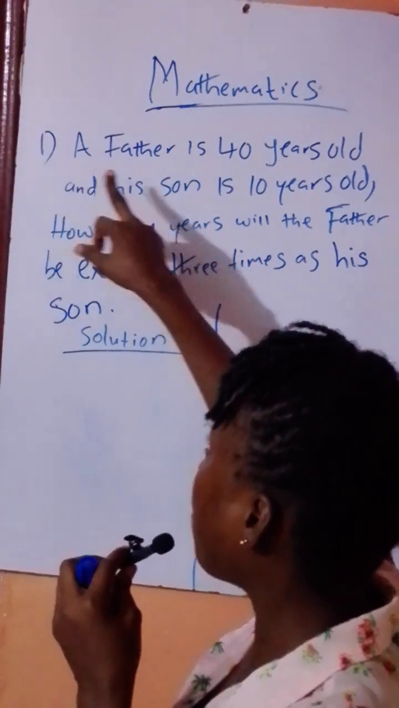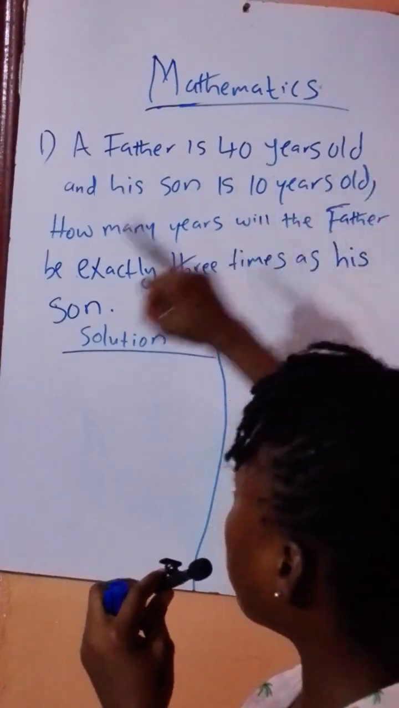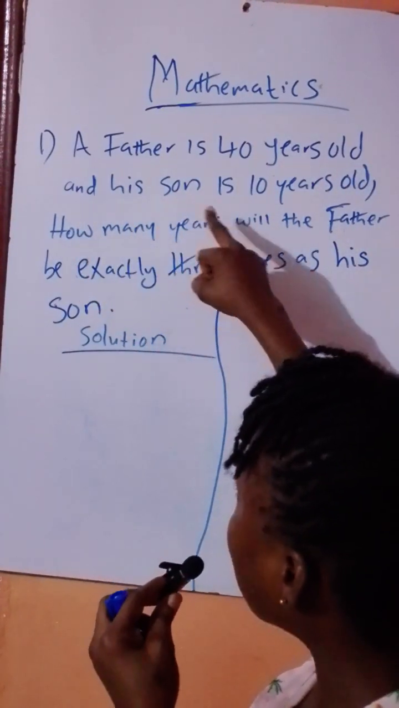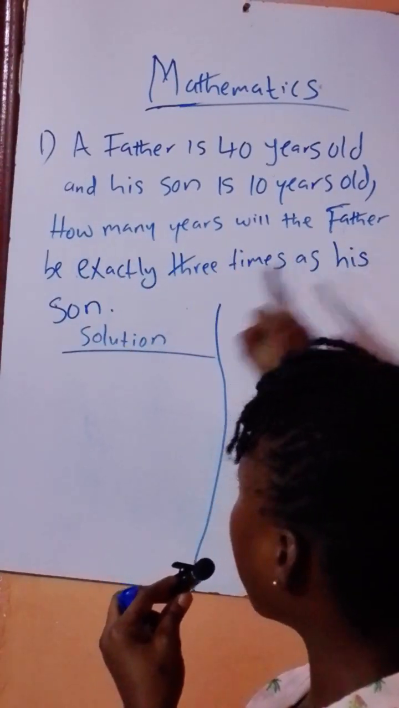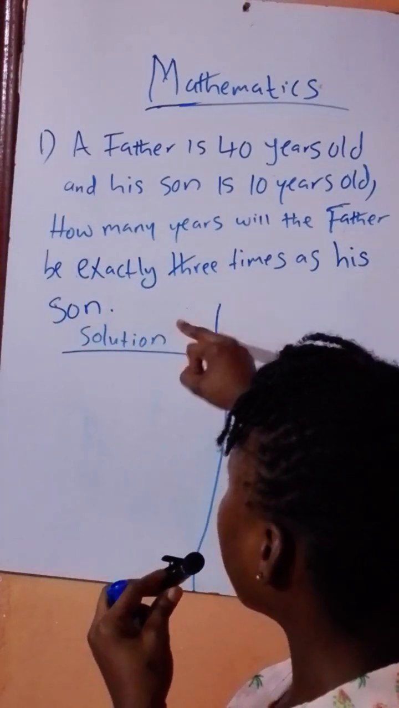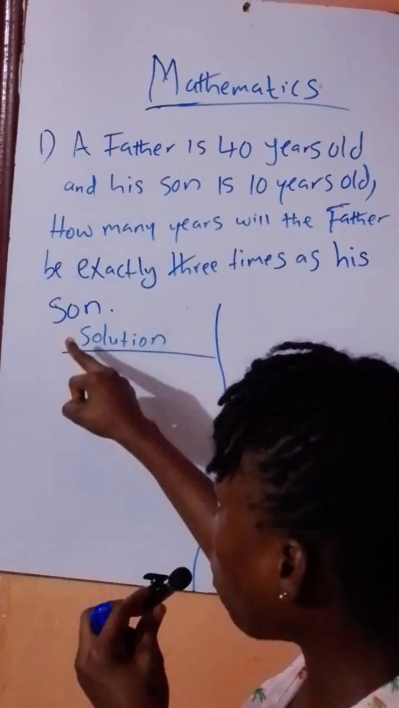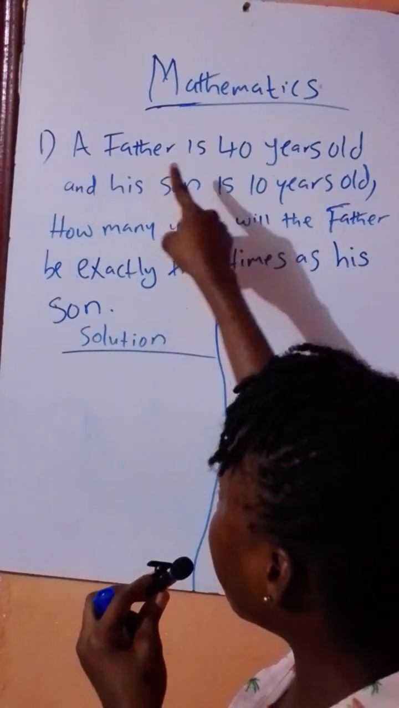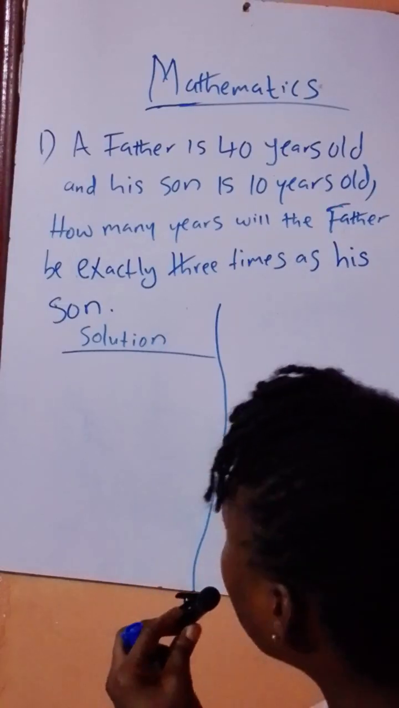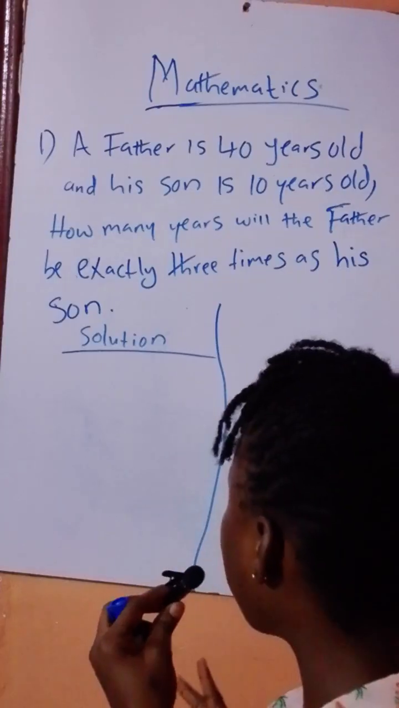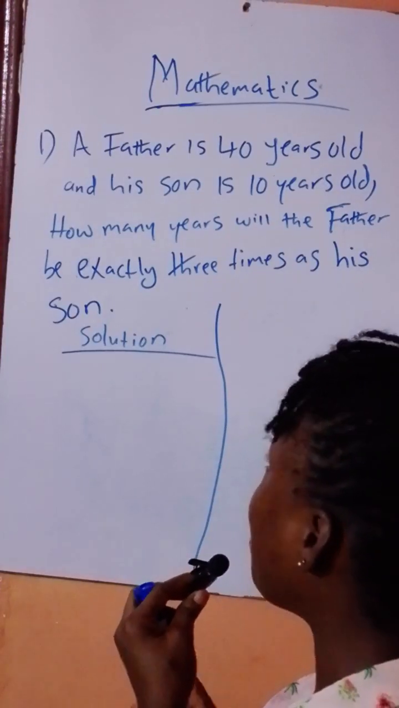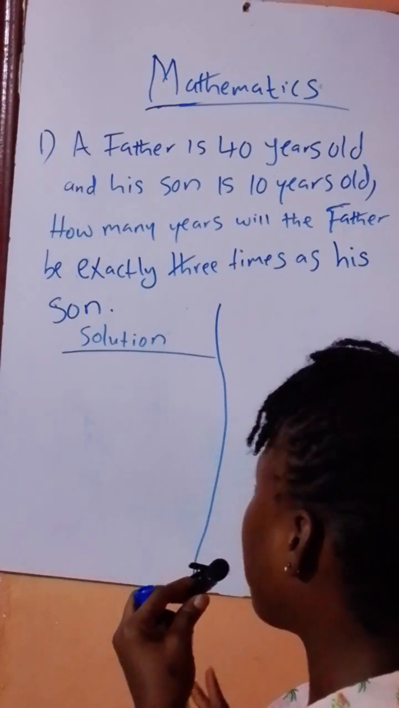A father is 40 years old and his son is 10 years old. How many years will the father be exactly 3 times as old as his son?